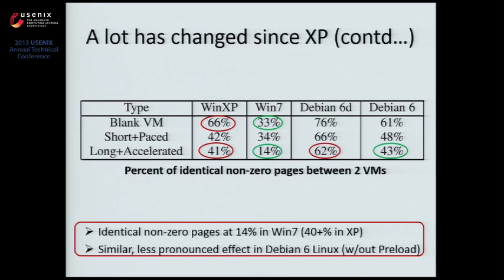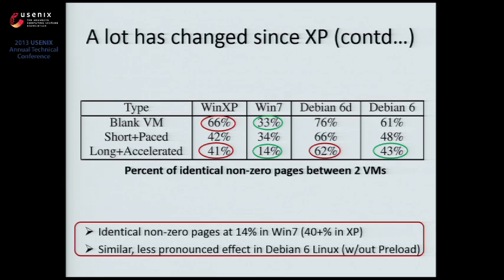What this shows is the percent of identical non-zero pages between the 2 VMs. Each column there is Windows XP, which means there are 2 Windows XP VMs running the workload. On each row, Windows 7, we are again comparing Windows 7 with Windows 7.